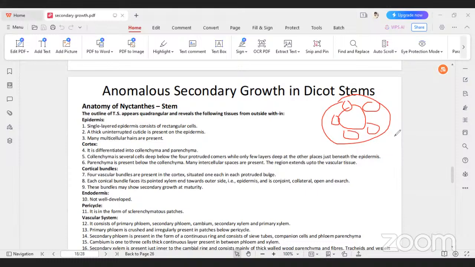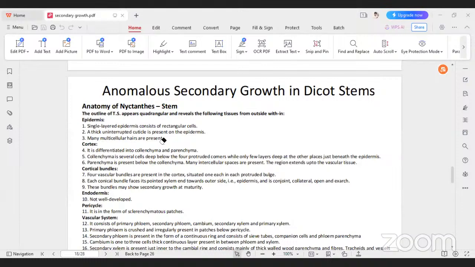First, let's see the first one, scattered vascular bundles. Scattered vascular bundles means, as you already know, in dicots the vascular bundles are in a ring. But here the vascular bundles are not arranged in a ring but scattered in the pith, the medulla. This condition is found in the stem of families, for example Nymphaeaceae, Nymphaea, Papaveraceae. So these are the examples.